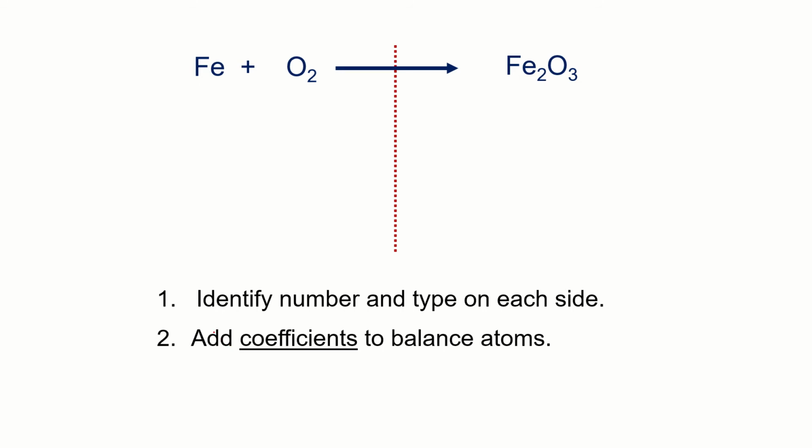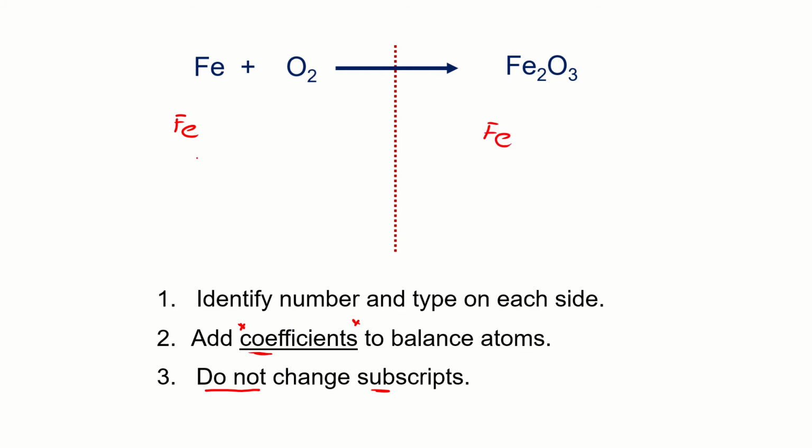And you are only adding coefficients to balance the equation. Only the coefficients. Do not touch the subscript. Never touch the subscript. The only thing we change is the coefficient. Now let's list down the elements we have on both sides. We have iron on the reactant side and iron on the product side. We have oxygen on the reactant side and oxygen on the product side.